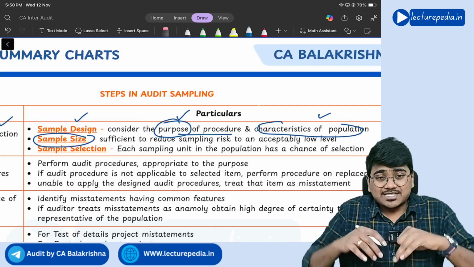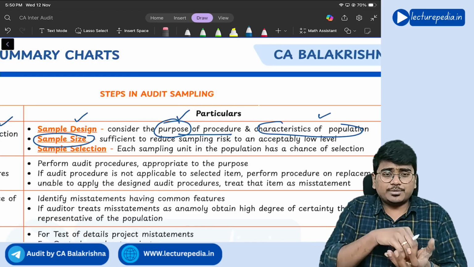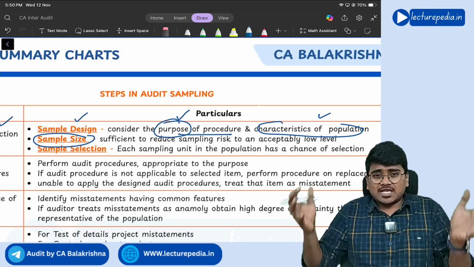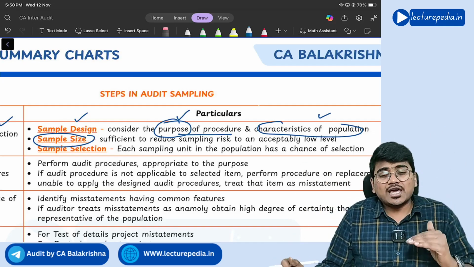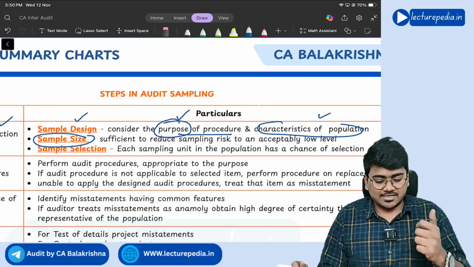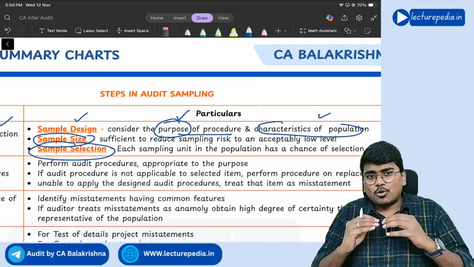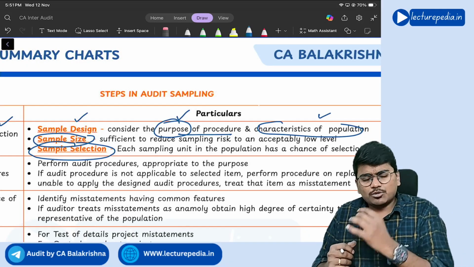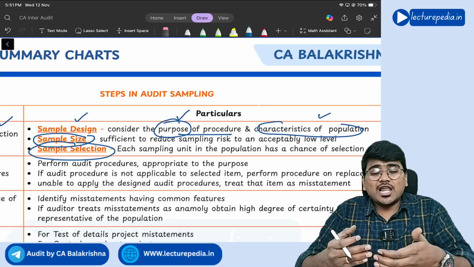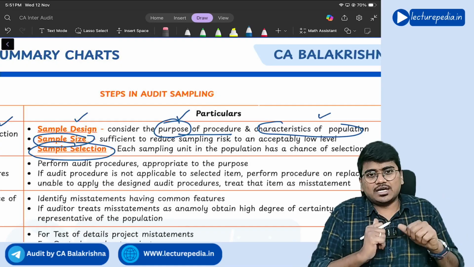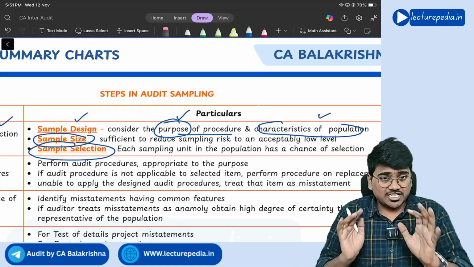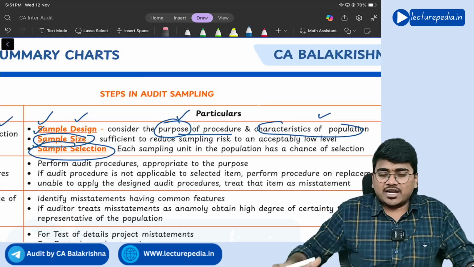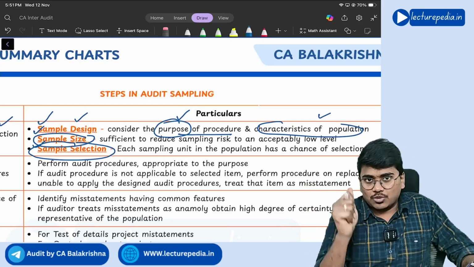Next, sample size. Sample size means how many items should be there in the sample. Sample size should be selected in such a way that overall sampling risk will be reduced to an acceptable level. Got it? Yes. Next is sample selection. While selecting the sample, you need to select it in such a way that each and every item of the population has an equal opportunity of being selected into the sample. So these rules you need to follow with respect to sample design, sample size and sample selection. Now you have selected the sample by following these rules, right? Yes.